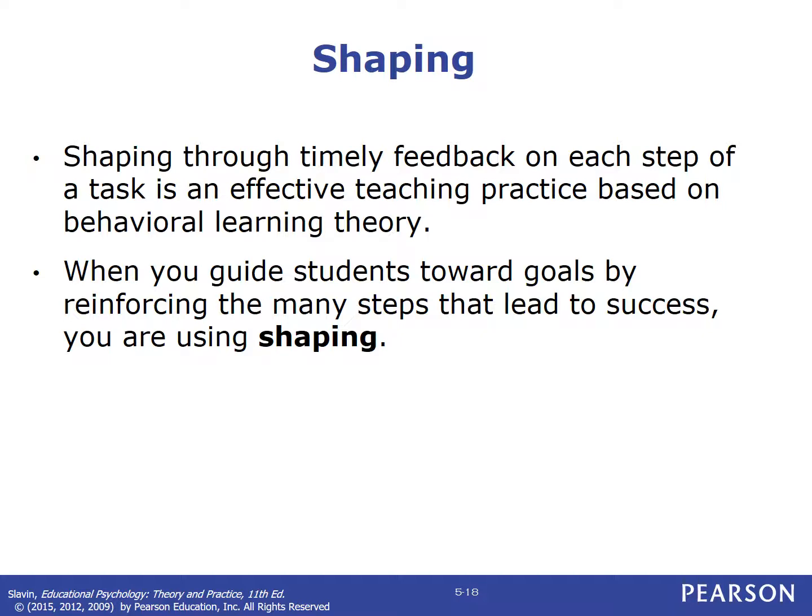So what he did is he shaped it. He got them to turn a little bit and then reinforced that. Then when they turned a little bit more, he would reinforce that. And then halfway around, he would reinforce that. Gradually, he had the pigeon turning all the way around and reinforcing only when it turned all the way around. This is called shaping, giving tiny feedback on each step of a task. And this is when you guide students towards goals.